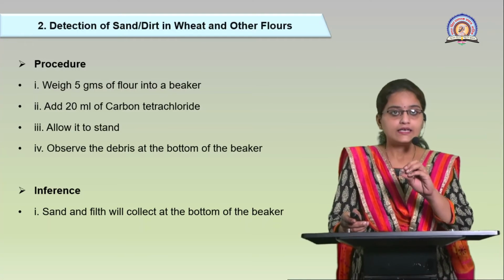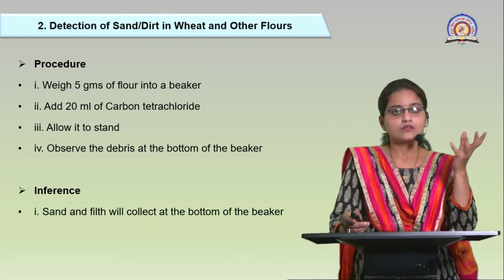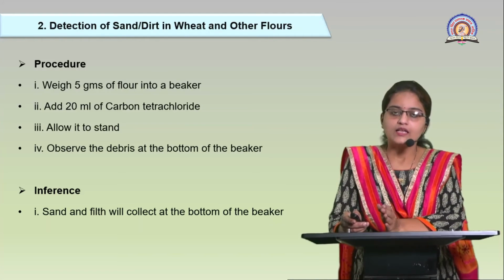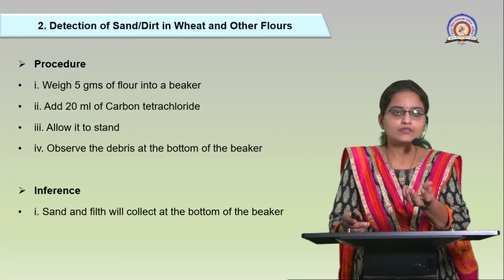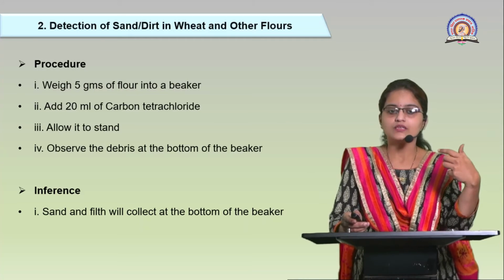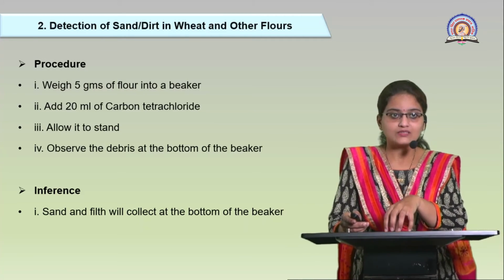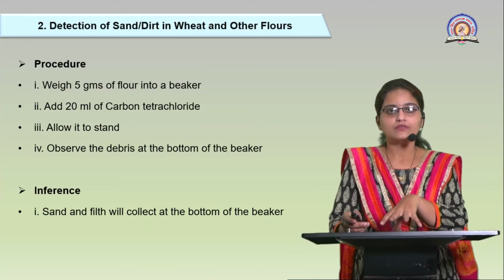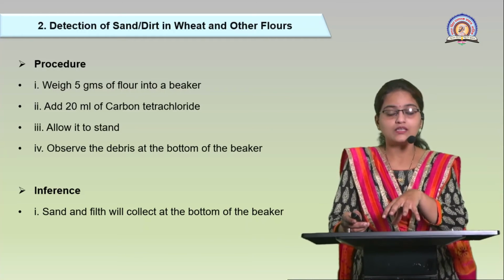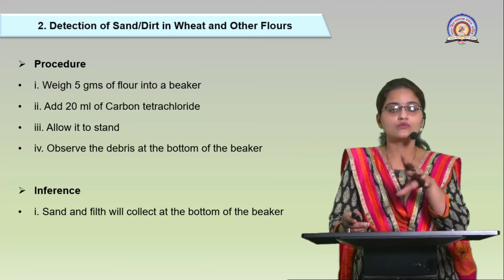Now we are taking only 5 grams of wheat flour and we are adding 20 ml of the carbon tetrachloride, which means the liquid level is definitely high, and because of that the settlement of debris can be observed visually. So sand as well as filth will collect at the bottom of the beaker, which gives us the presence of adulterants in the wheat flour. So this is another impurity which can be detected with the help of carbon tetrachloride. First one, we have seen the use of HCl.